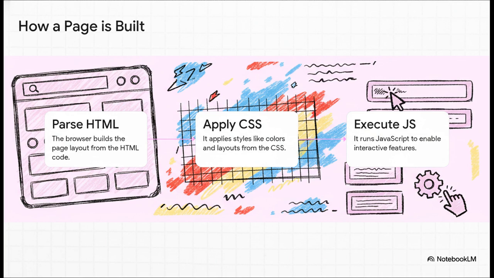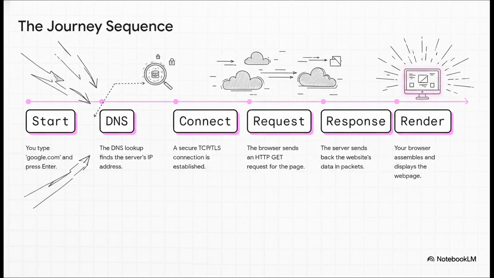First, it reads the HTML to put up the bare-bones structure. Here's the search bar, here are the buttons. Then it applies the CSS, like a painter, adding all the colors, fonts, and positioning everything just right. And finally, it runs the JavaScript code, which brings the page to life, powering things like those search suggestions that appear as you type. And here is the truly mind-bending part.